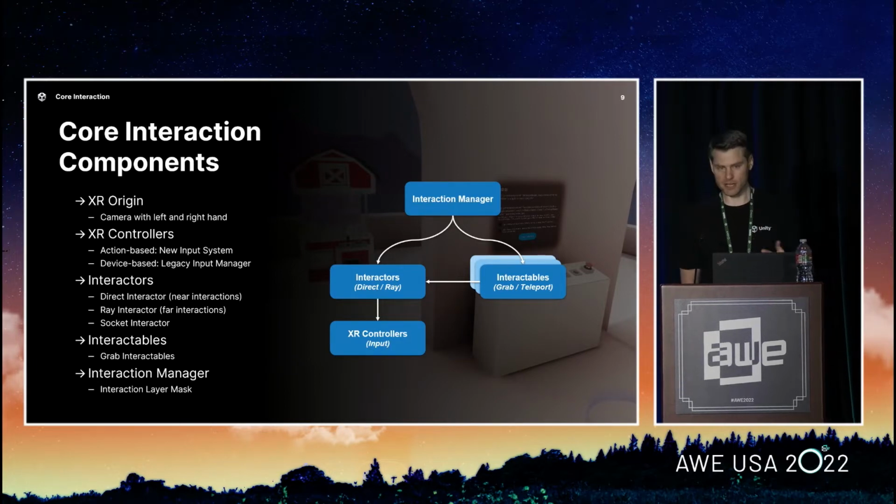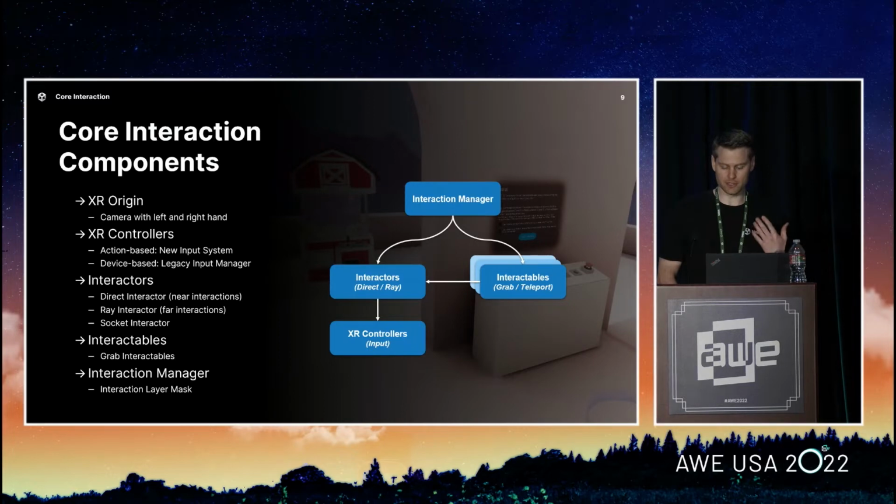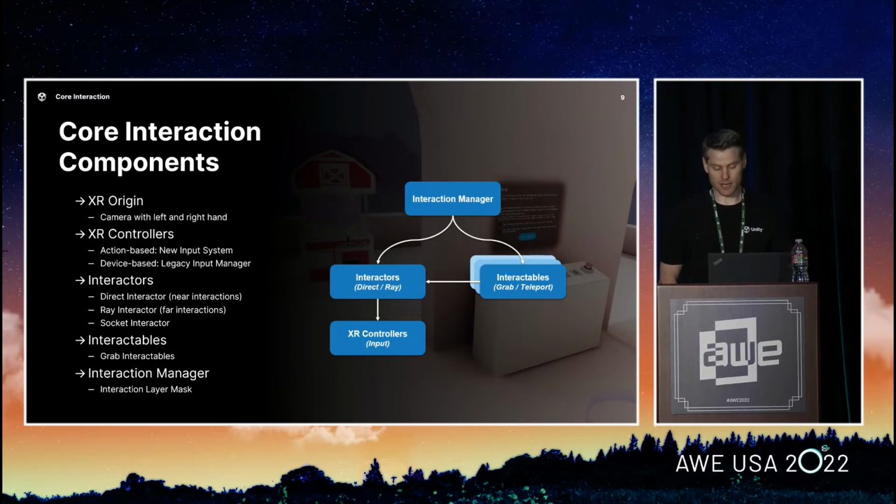We have our direct interactors, which are used for near field interaction, such as grabbing, pushing, and then also the ray interactors for far field interactions, such as selecting things from a distance for interacting with, or specifically selecting UI elements. The third one we call our socket interactor, which allows you to place interactable objects into predefined socket locations, such as a key in a keyhole, like you saw, or a battery into a battery holder.